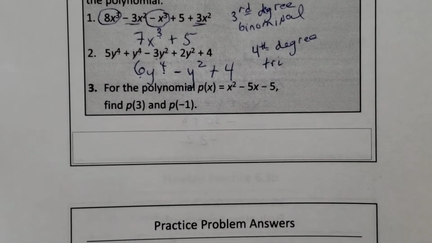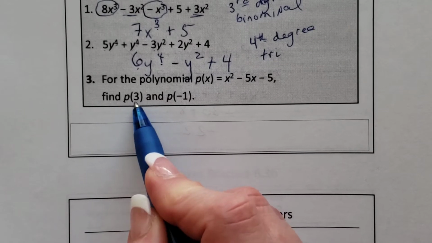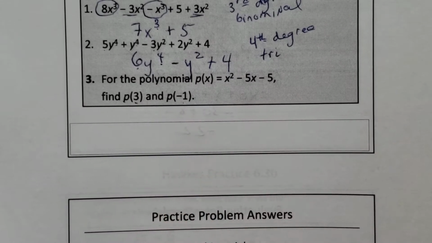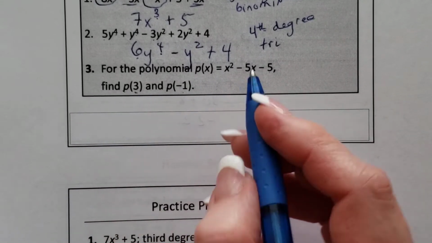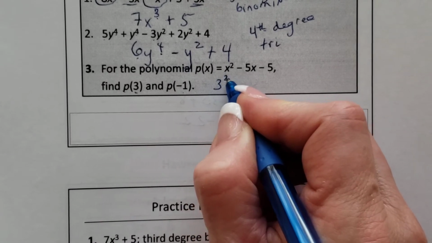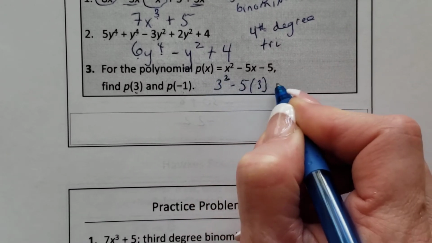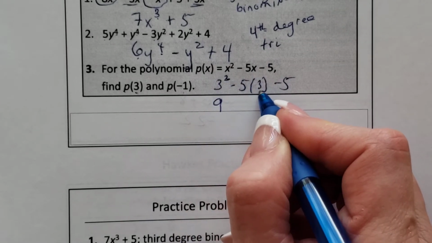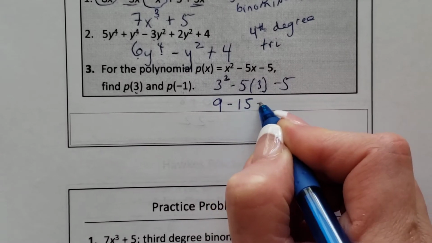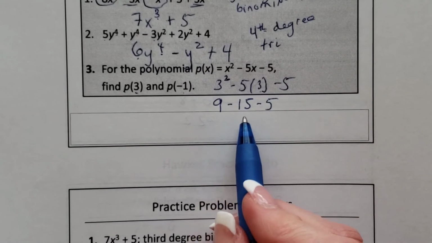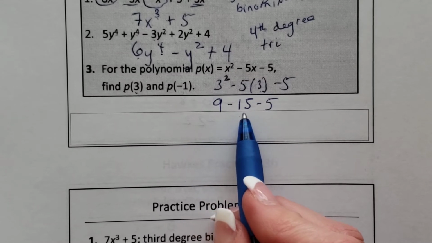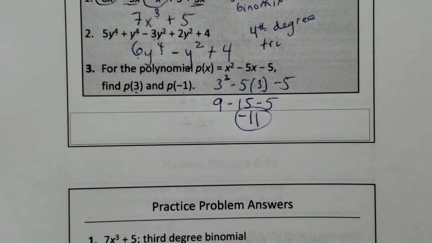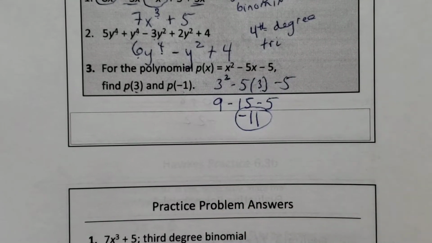Number 3, it wants me to find P of 3. In other words, I want to put in 3 for all of my x's, and then it wants me to find P of -1. So the first thing is my 3 right here. So 3 squared minus 5 times 3 minus 5. So 3 squared is 9. 5 times 3 is 15 minus 5. So 9 minus 15 is -6. And -6 minus 5 is -11.